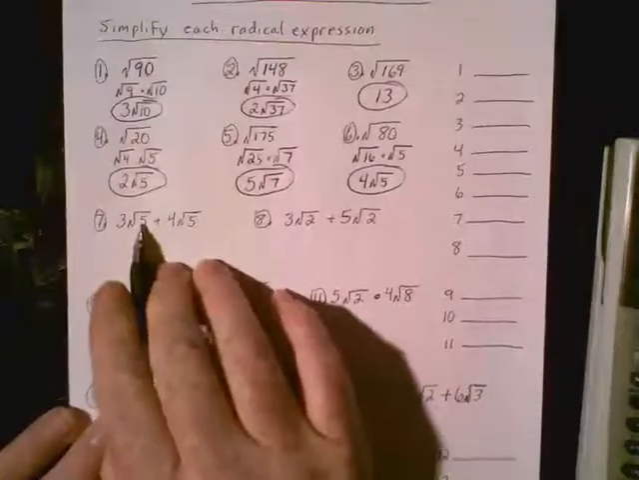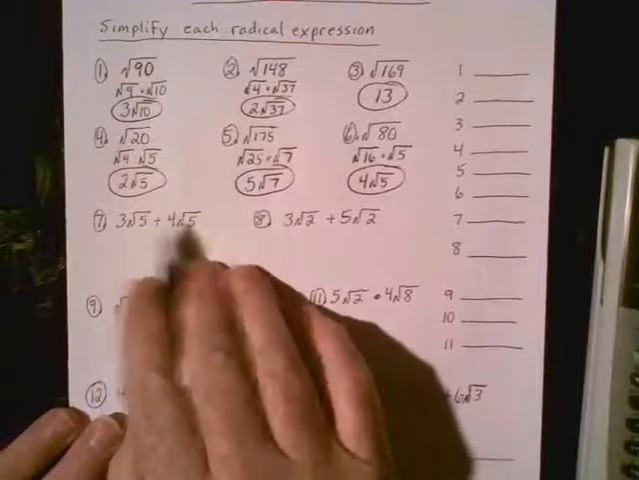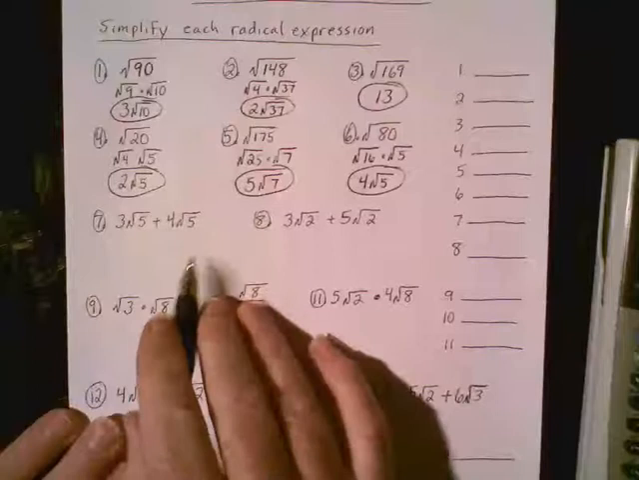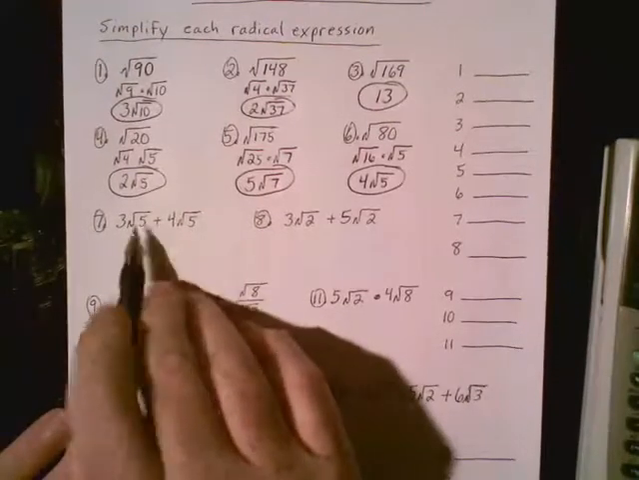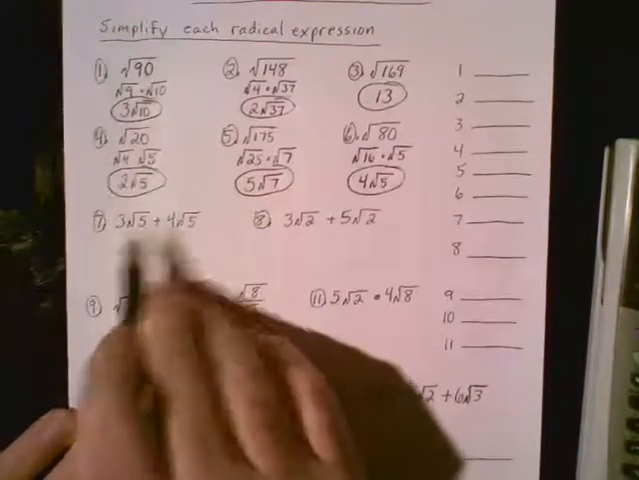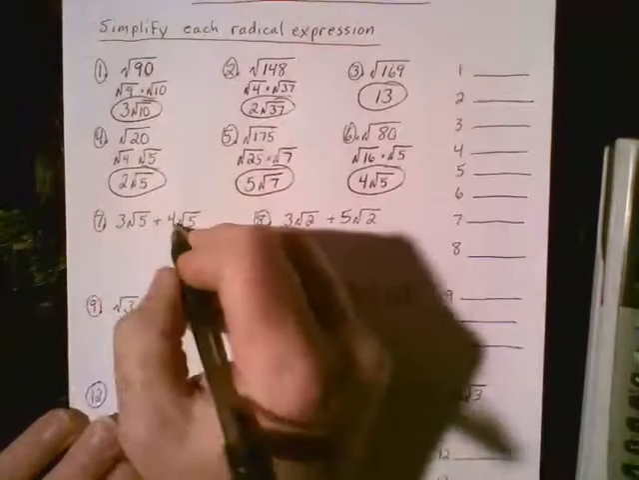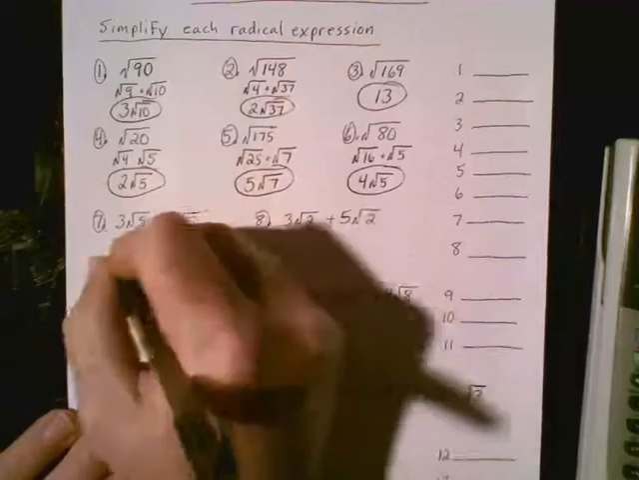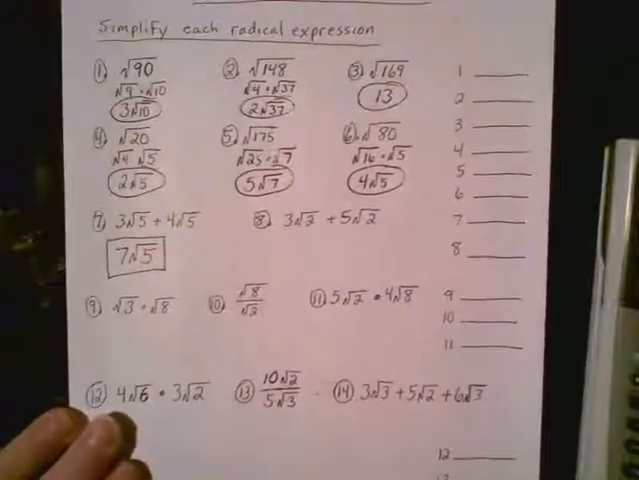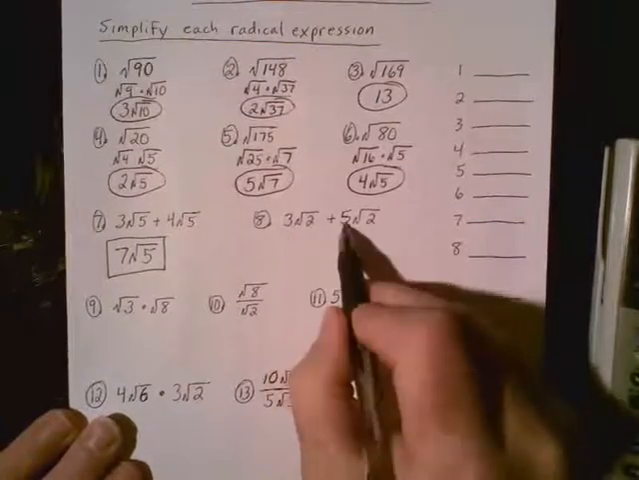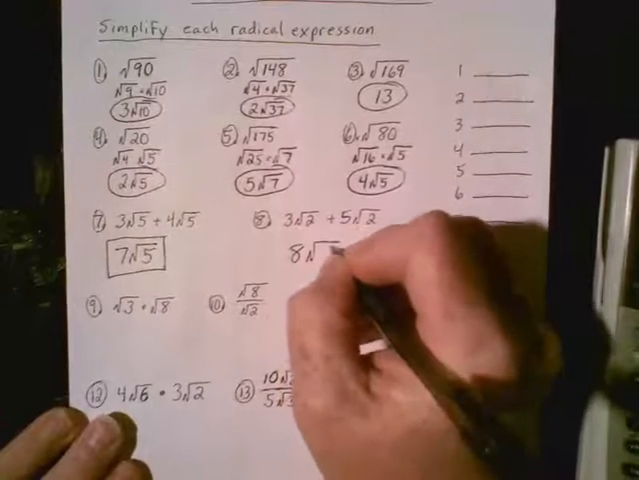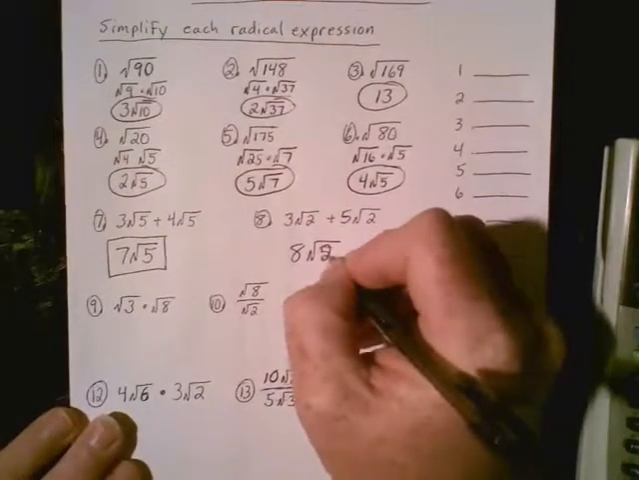Next ones, notice that these are both the same under the radical, so we can just put them together. We could add or subtract them. Whichever we're doing here, we're adding, but all you do is you add or subtract the coefficients. So 3 plus 4 is 7, and then the number under the radical stays the same. So that simplifies down into 7 times the square root of 5. Same thing on the next one. You're just adding the 3 and the 5. You get 8 times the square root of, oops, not 5, square root of 2.